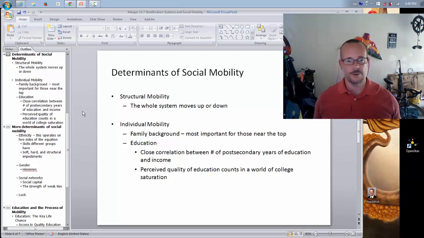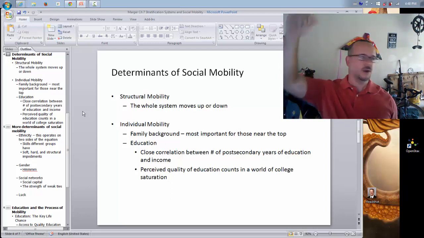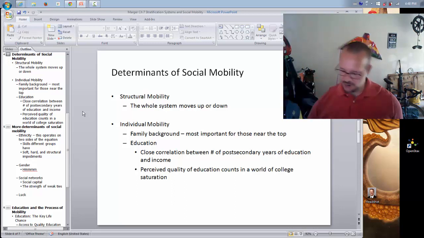Okay, individual mobility, it is what it is. You can get rich, ba-ding, or you can blow all your money, crash. It's mobility at the individual level. Okay, now the book lists through these different elements of mobility, and family background is one of them. So family background, most important for those near the top.